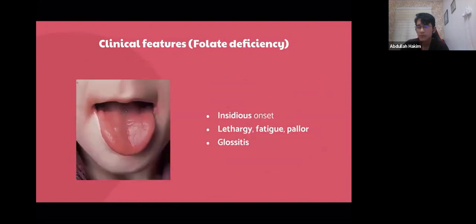So for folate deficiency, the clinical features are not specific, but the onset is insidious. We can also look for the signs and symptoms of anemia, lethargy, fatigue, and pallor, and also there will be glossitis, the inflammation of the tongue.